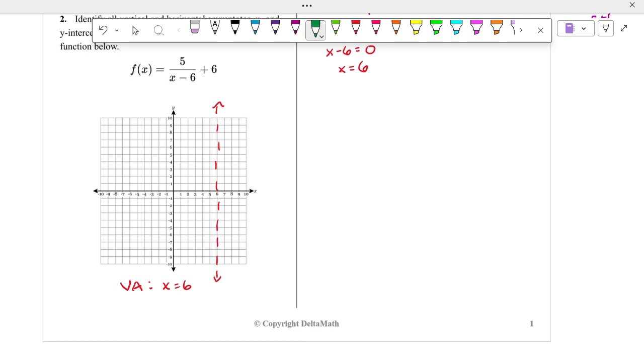Horizontal, what is it? It's 6 because my k value is 6. So it'd be y is equal to 6. So it'll be right here.